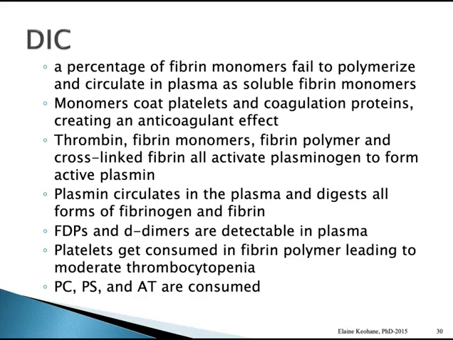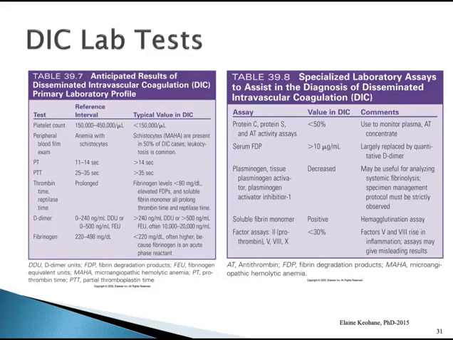Platelets get consumed in fibrin polymer, leading to moderate thrombocytopenia, or a decrease in the platelet count, and protein C, protein S, and antithrombin are consumed in the clots. So it is very important that we can diagnose and treat DIC immediately, okay?